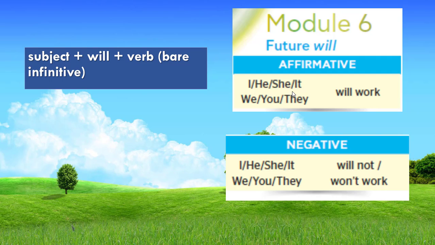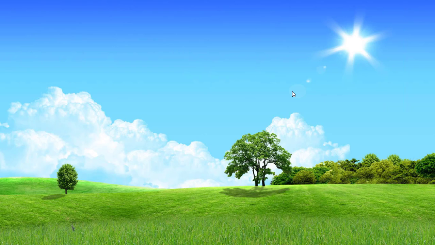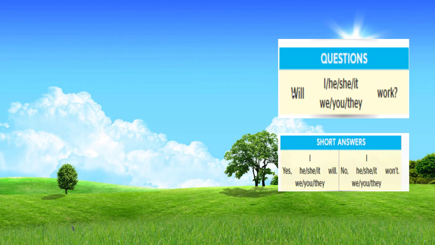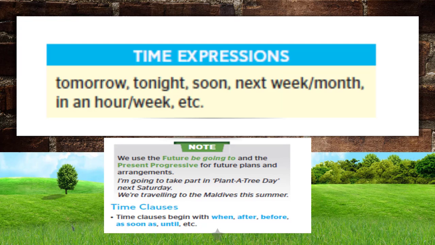And the negative, like the following: we use a subject plus will plus not, or won't plus the bare infinitive. For example, I will not work, or I won't work. As for the question, we use will plus subject followed by the verb in the bare infinitive, like the following: will I work, will he work, will they work? And the short answer, we use it as yes, I will, or no, I won't.